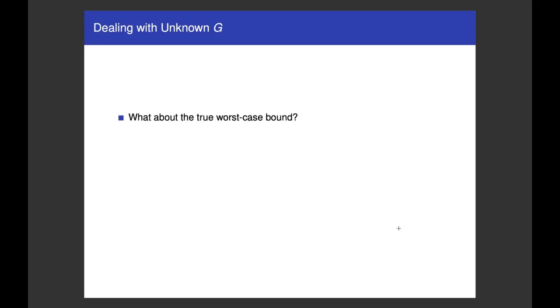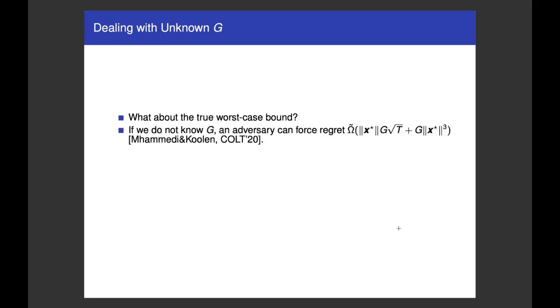Okay, you might say, but what's the worst case? Like truly, I know nothing. If I tried to say, oh, I think G is this, I might be off by something like T to the fourth. What can we do? If we don't know anything, then it turns out that there is a penalty that you pay. So the worst case bound is norm of x star G root T plus a penalty G times norm of x star cubed. I'd like to point out, though, that in this penalty the norm of x star cubed does not depend on T. So the asymptotic performance is actually the same. As T gets big, you'll be looking at a norm of x star G over root T convergence bound.